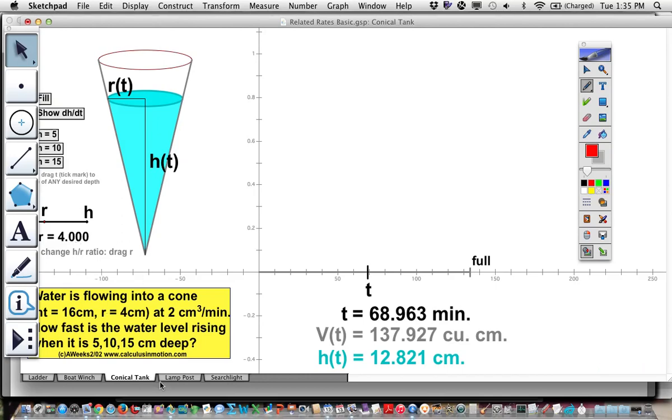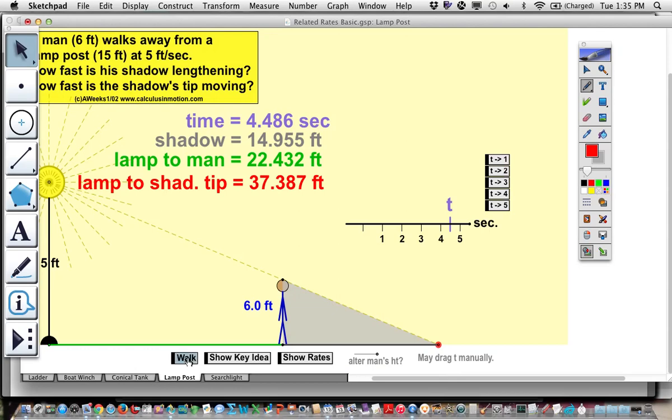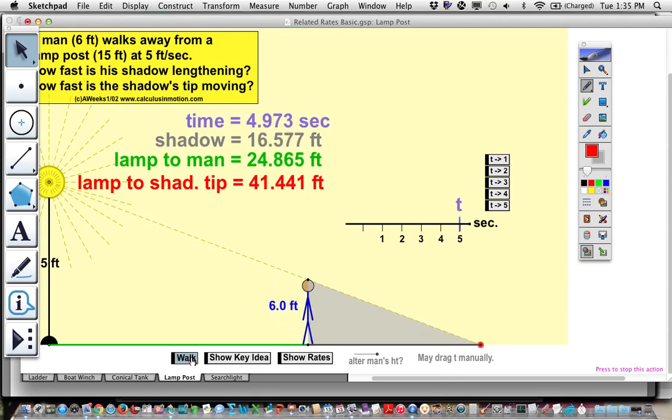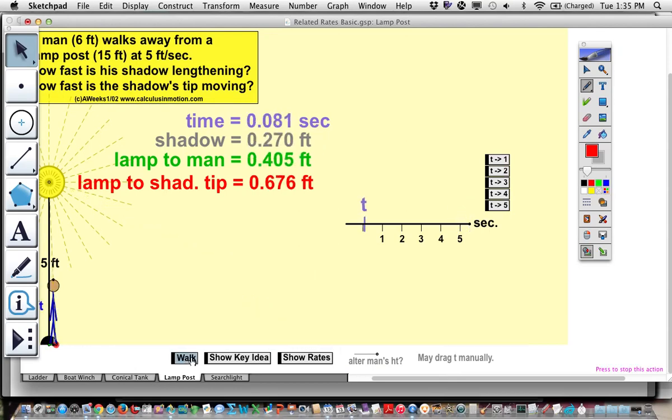Okay? Here's another one. This is one of my favorite ones. Okay? I didn't make this, by the way. I'm not that smart. But got a guy walking.